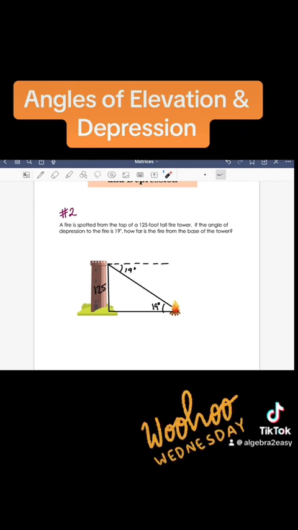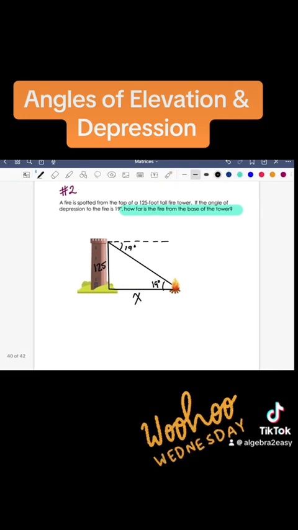The question asks, how far is the fire from the base of the tower? So we are looking again for this side here. So looks like we have another tangent function, right? 19 is opposite to 125. X is adjacent. So we want opposite and adjacent. We have another tangent function. So we're going to solve this. We're going to have tangent of 19 degrees is equal to 125 feet divided by x.